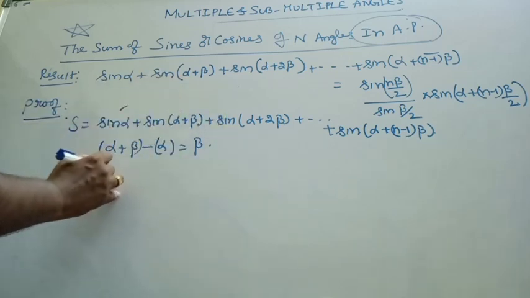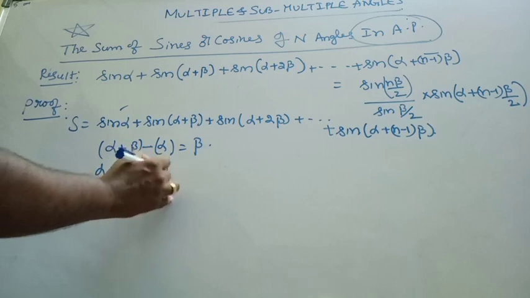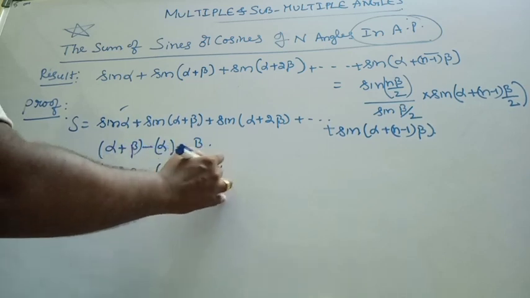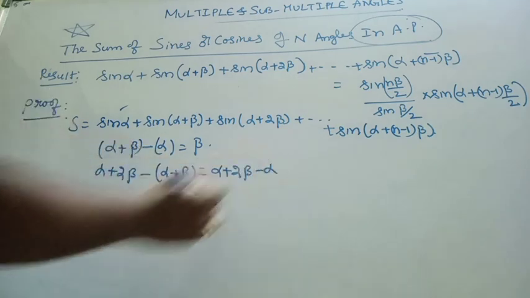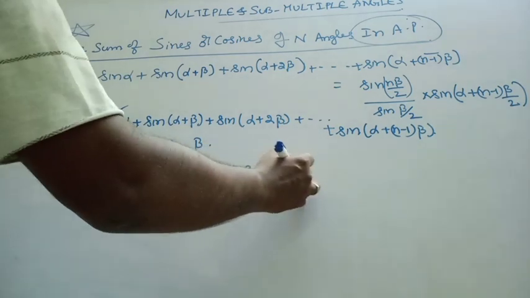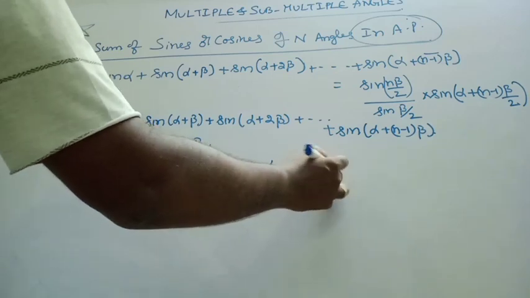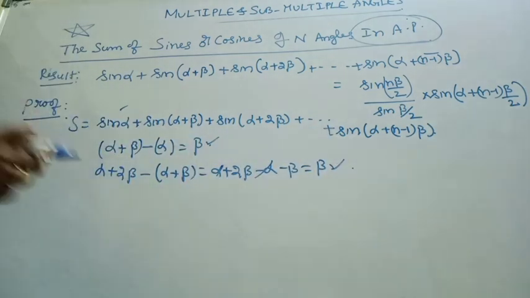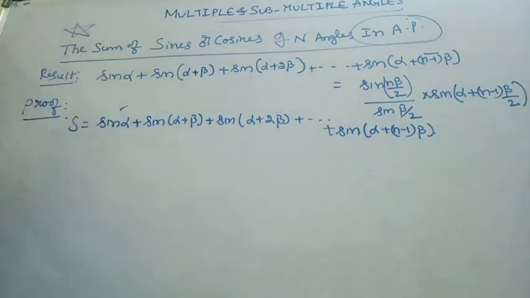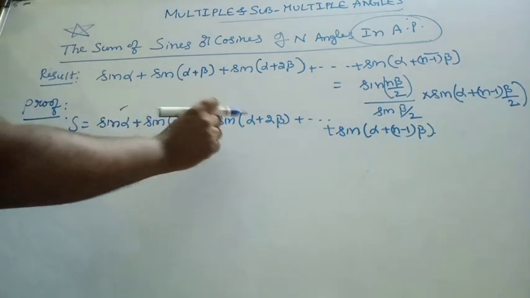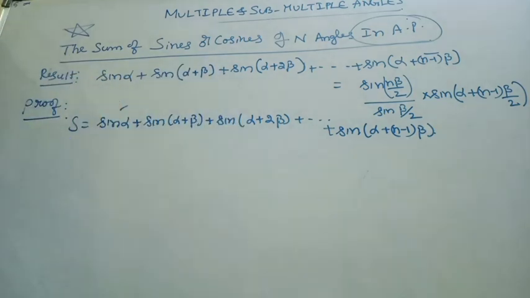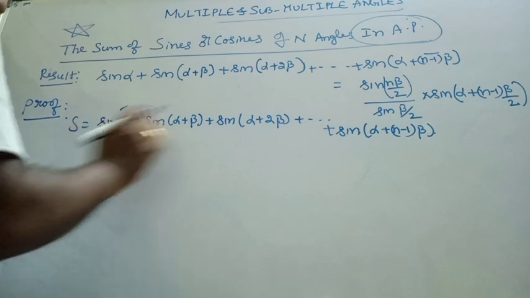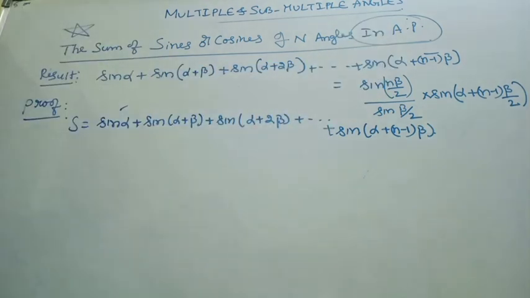Similarly, alpha plus 2 beta minus (alpha plus beta): this is alpha plus 2 beta minus alpha minus beta, the alphas cancel, and 2 beta minus beta is beta. That means the difference of the angles is beta. To indicate that the angles are in arithmetic progression, I have written it like this. S is equal to this, and we have to prove S is equal to sine(n beta by 2) by sine(beta by 2) into sine of (alpha plus (n minus 1) beta by 2). This is what we have to prove here.